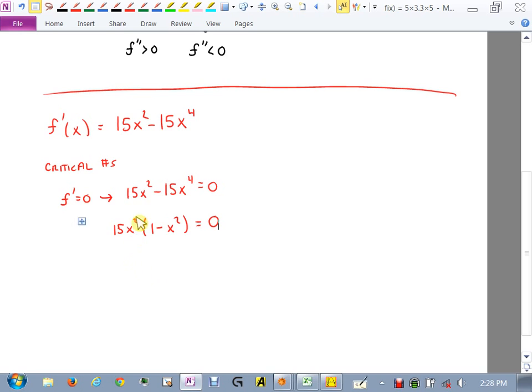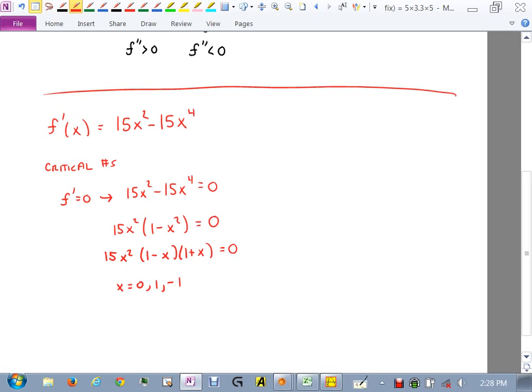Okay, 15x squared came out. This is what I'm left with now. Set everything to 0. Would you like difference of squares there? It all depends on how you want to solve this. I'm getting 3 solutions: 0, 1, -1. The 15 doesn't matter, right? You could divide both sides by 15, and it's gone.